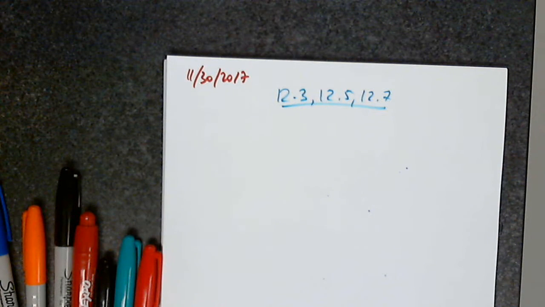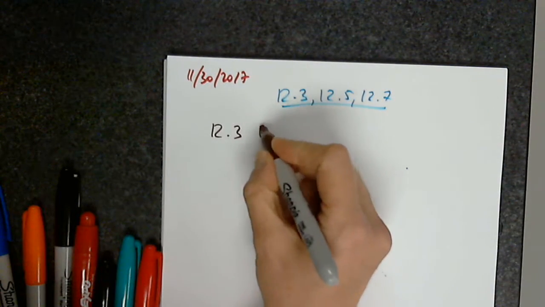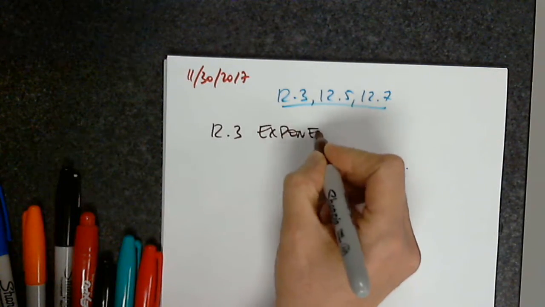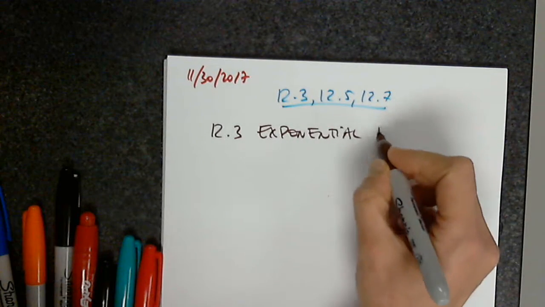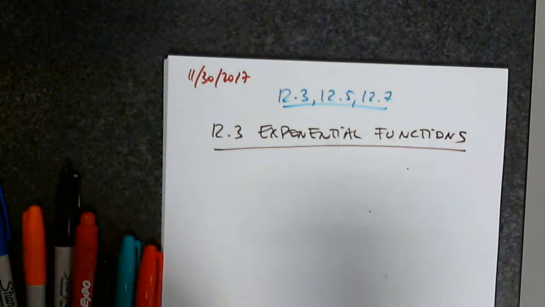Chapter 12, and we are looking at 12.3, which deals with exponential functions. It starts on page 735. So 12.3, exponential functions. Okay?